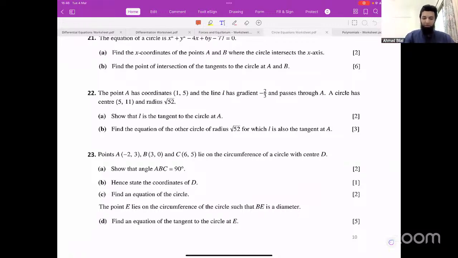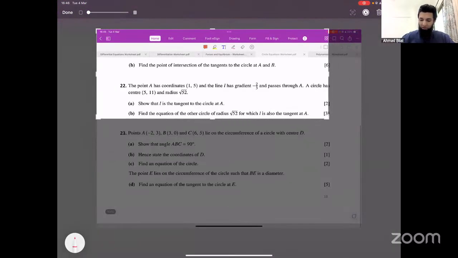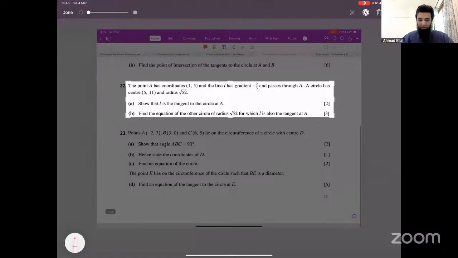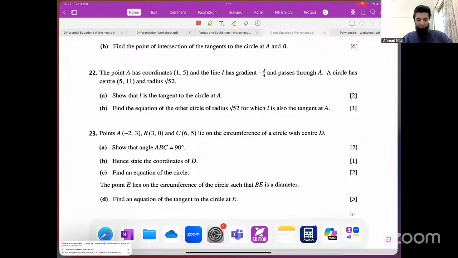And you can also let me know the other problems that you have. I'm going to start with this one. It's the shorter one and a relatively simpler one as compared to the other one that you asked. Question number 22. Let's start with this.